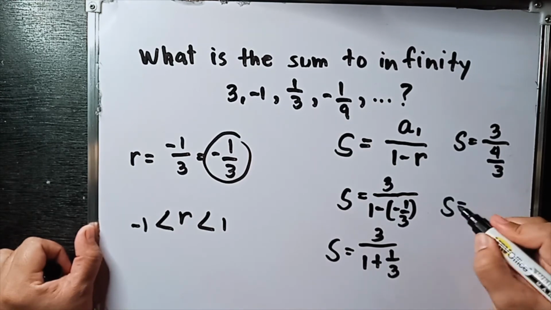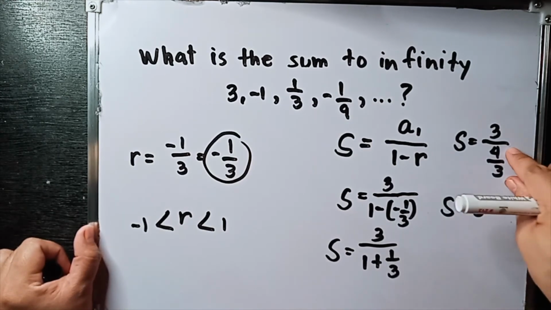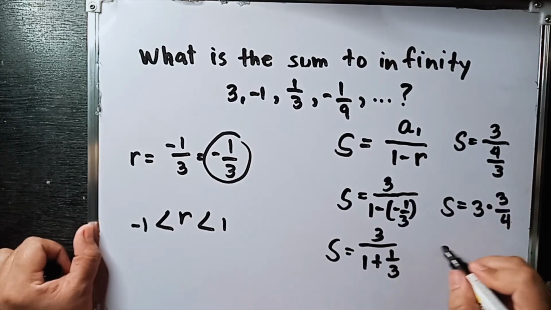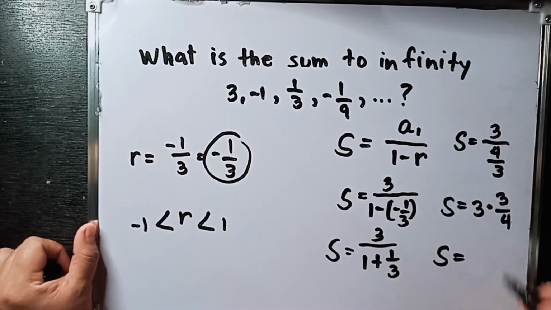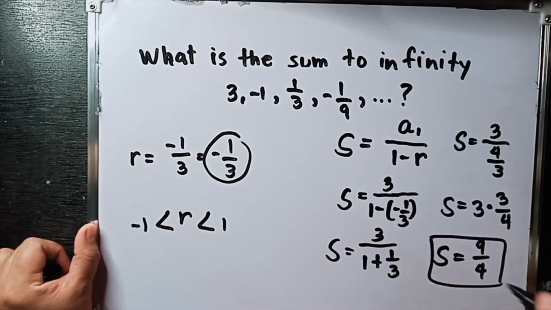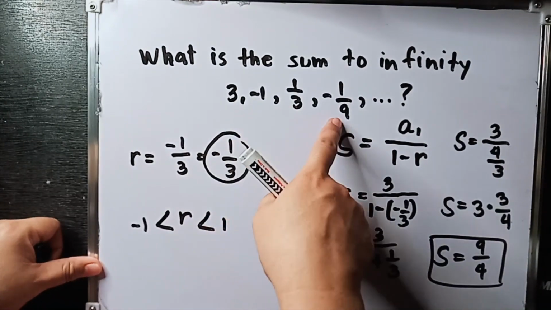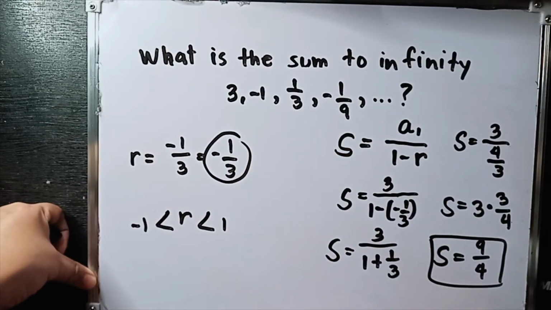Okay, so S is equal to 3. We get the reciprocal of the denominator. 4 over 3 then will become 3 over 4. Then we multiply. So it means that S is 9 over 4. Okay, it means that the sum to infinity of 3, -1, 1/3, -1/9 is 9 over 4.